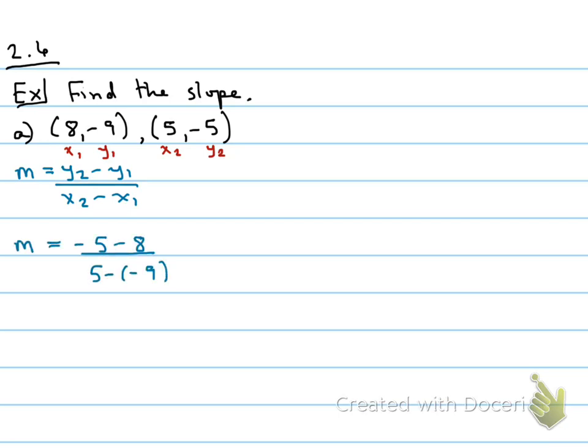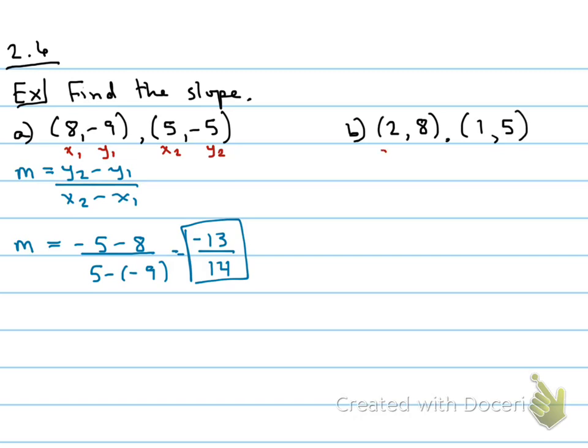We get negative 5 minus 8 over 5 minus negative 9, and that's going to give us negative 13 over positive 14, and that's our answer. So that would be the slope between those 2 points. Now I do want to point out that your order is just as important here. You want to make sure that if you put y2 minus y1, that you have x2 minus x1 on the bottom of that fraction. Let's do one more example with this.